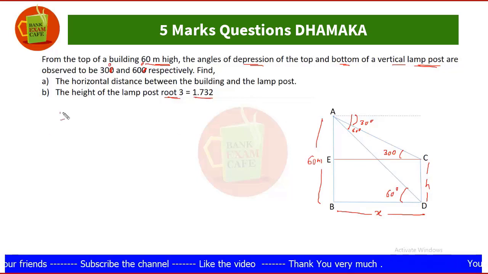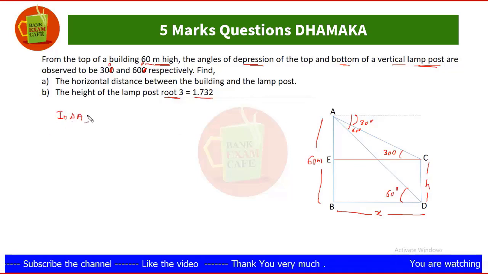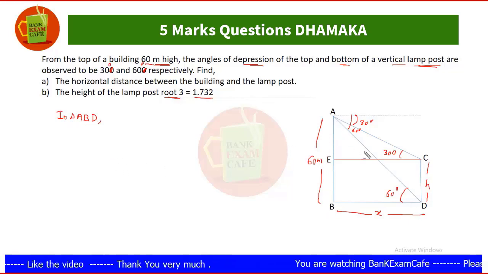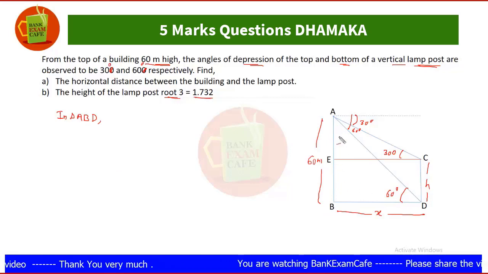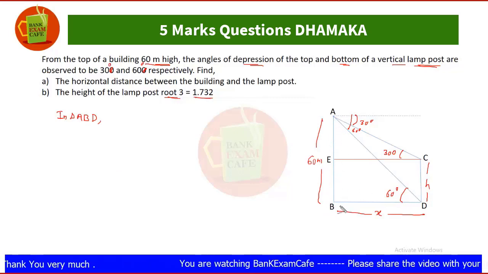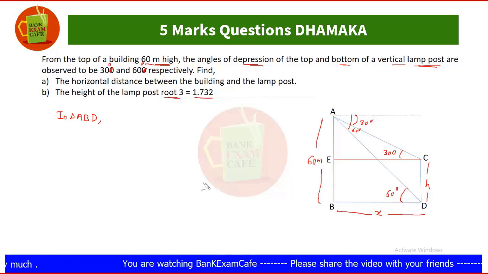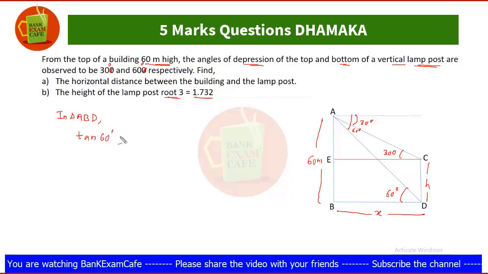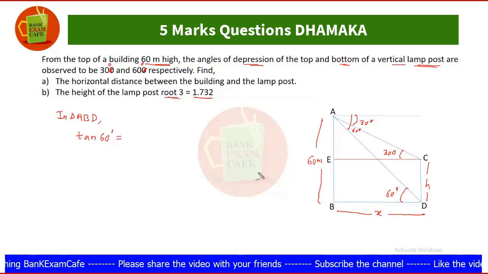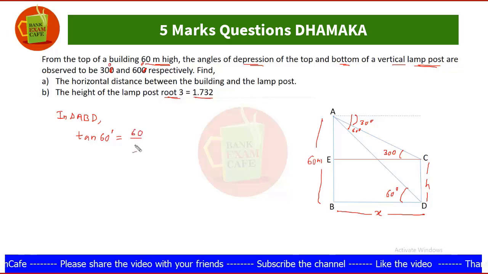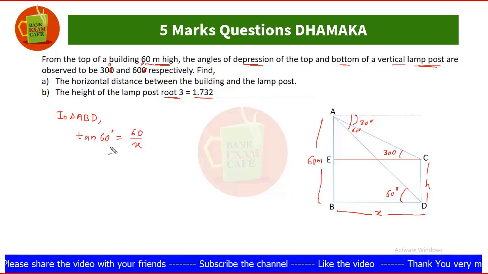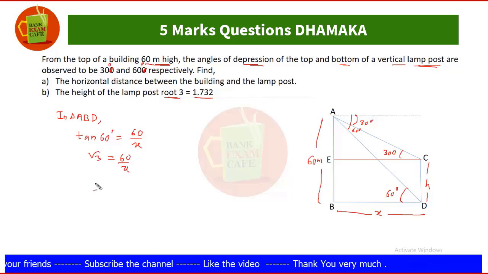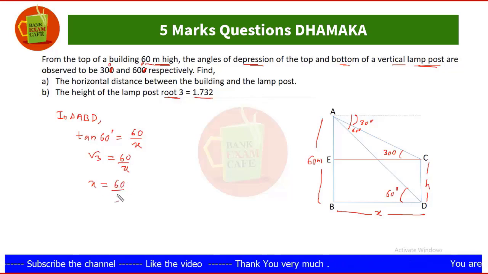In triangle ABD, this angle D is 60 degree, and therefore AB will be the opposite side and BD will be the adjacent side. Therefore we can write that tan of theta, that is tan 60, is equal to opposite upon adjacent, that is 60 upon x, and tan 60 is root 3, so root 3 is equal to 60 upon x, and therefore x is equal to 60 by root 3.